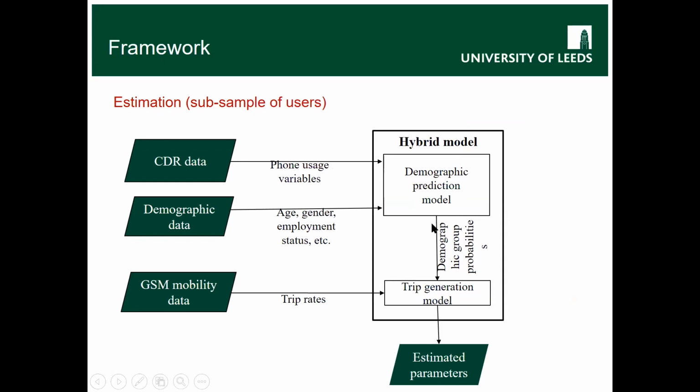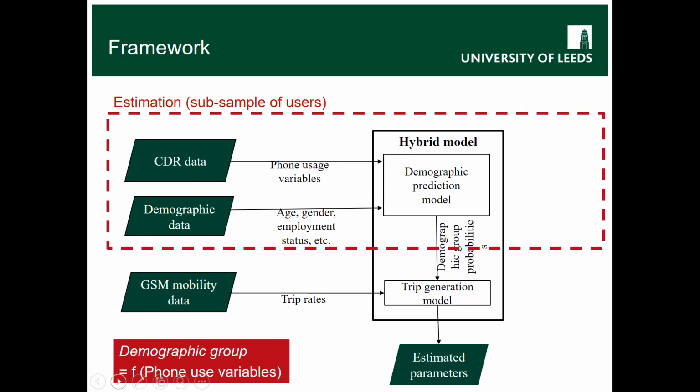And then we used this predicted demographics in the travel behavior model, which in our case was a trip generation model, using mobile phone GSM records that gave us the trip rates. So we used these predicted demographic groups to explain the number of trips a person was making. And we got a set of estimated parameters. So this was during the estimation phase.